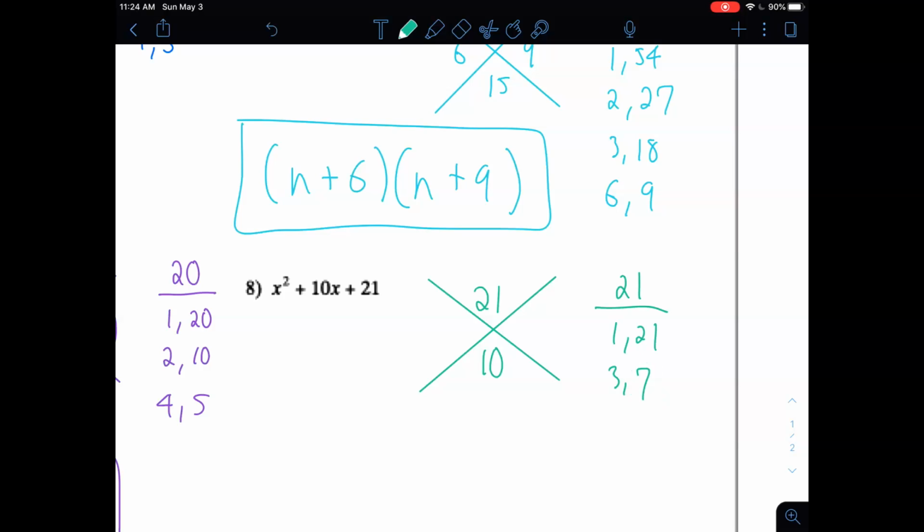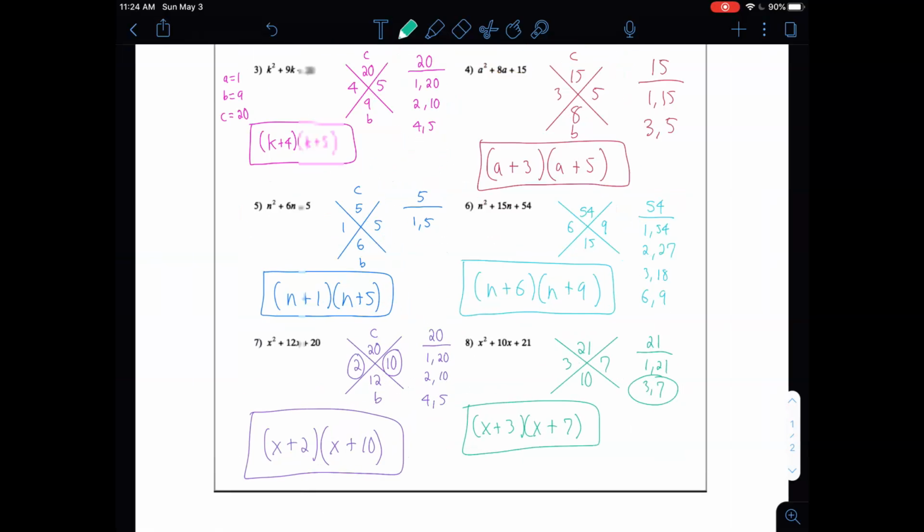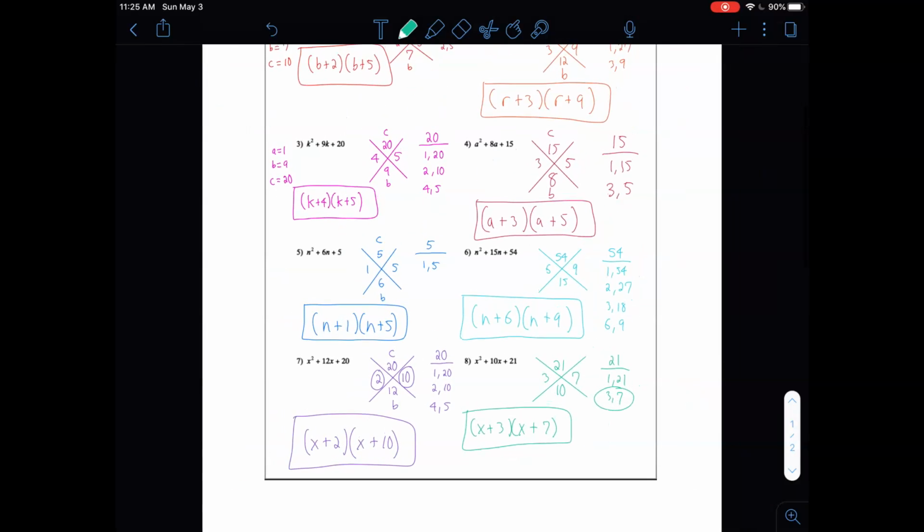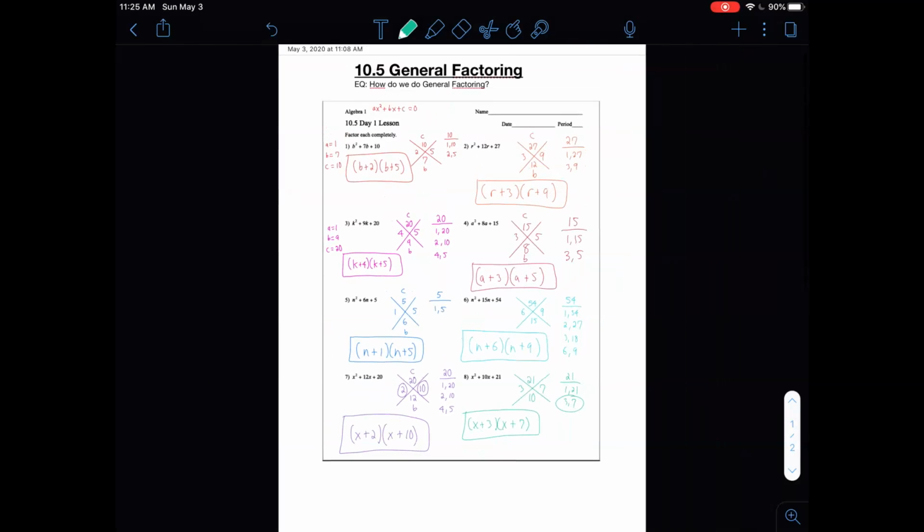So that one's good. Now we need two numbers that multiply to 21 and add to 10. Which numbers multiply to 21 and add to 10? 3 and 7. So we're going to get x and x plus 3 and plus 7. And there's our final answer. Okay? So hopefully that makes sense.